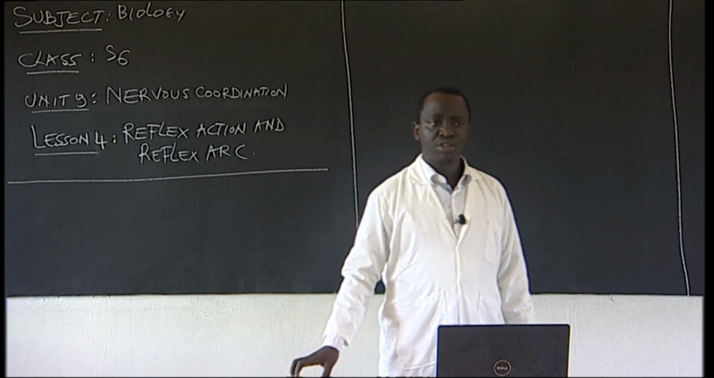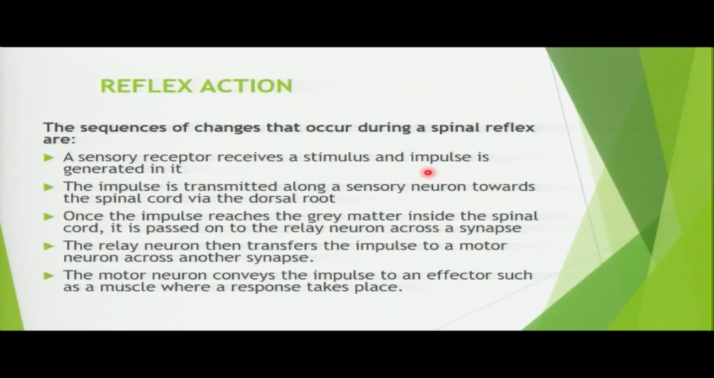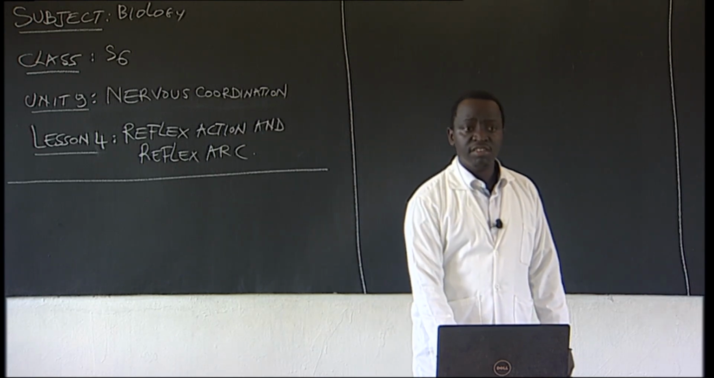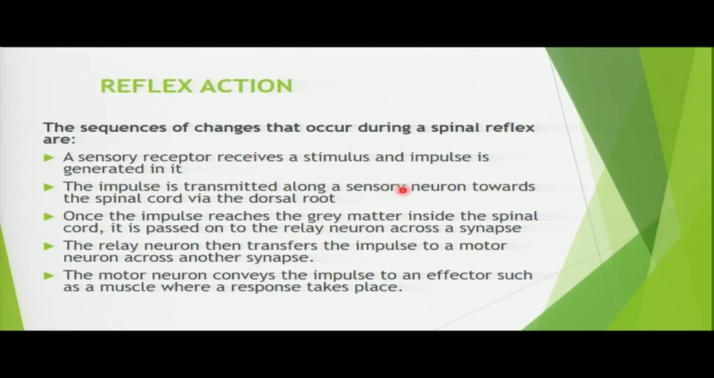Step number 2, the impulse is going to be transmitted along the sensory neuron. Remember, a sensory neuron is the neuron that carries information from receptor cells to the central nervous system. So this information, this message, is going to be transferred by this sensory nerve toward what? The spinal cord. Are you getting this?